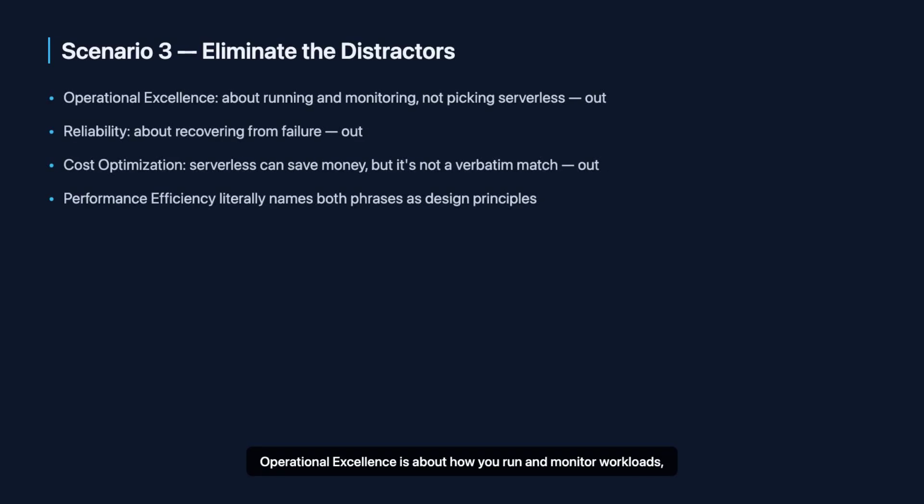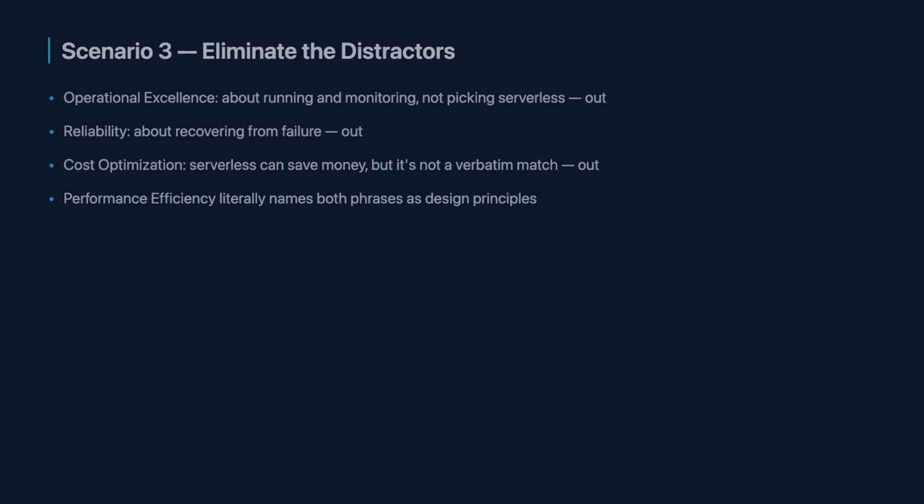Operational excellence is about how you run and monitor workloads, not about which architecture you pick. Out. Reliability is about recovering from failure. Out. Cost optimization is the sneaky one, because yes, serverless can save money, but performance efficiency wins because its design principles explicitly name both phrases verbatim. Go serverless and experiment more often are right there in the pillar's own wording. The match is definitional, not inferential. That's how you separate the right answer from the close enough answer.